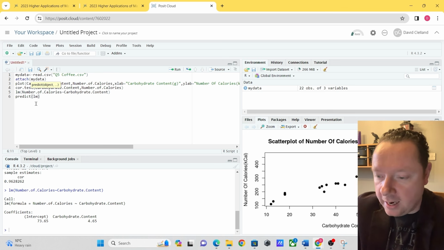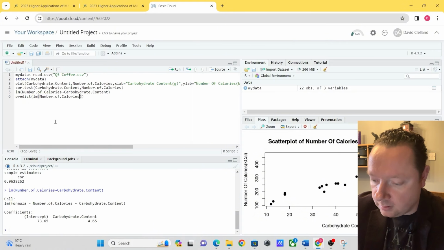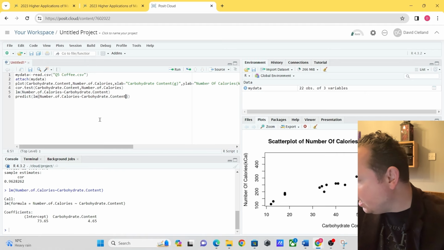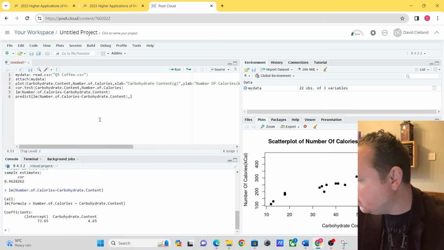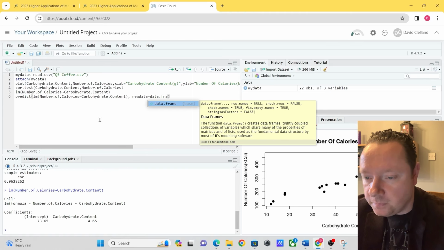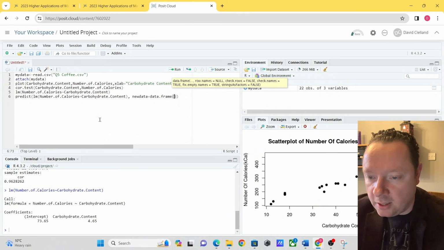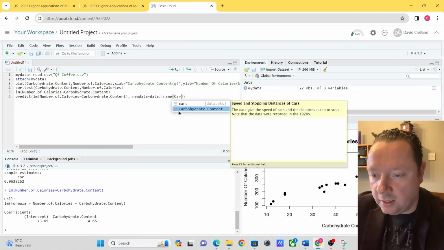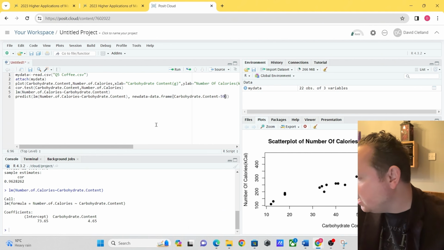And it's y to the x. So it's number of calories to the carbohydrate content. And then you put a comma after the first bracket. New data equals data.frame, and then bracket x equals c. X is carbohydrate content, so carbohydrate content equals, and by c we mean the number, so 59 in this case.